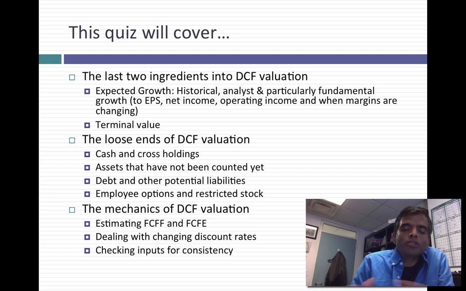Then we went into a bunch of DCF valuations where the mechanics were in the background, but we still had to estimate cash flows for each of these companies. So how we estimated them might vary across companies. What to do about discount rates that change, because as a general rule, cost of equity and cost of capital can change over time. And finally, checking the inputs that you're using in valuation for consistency.